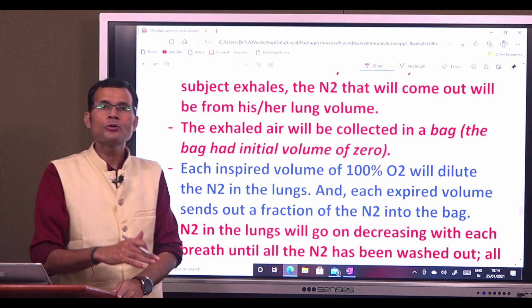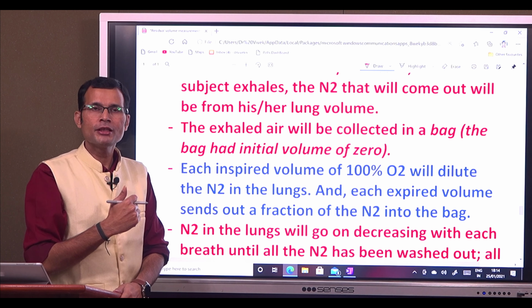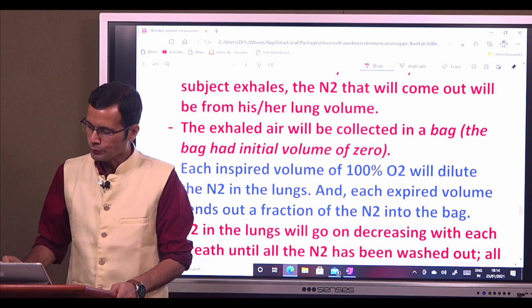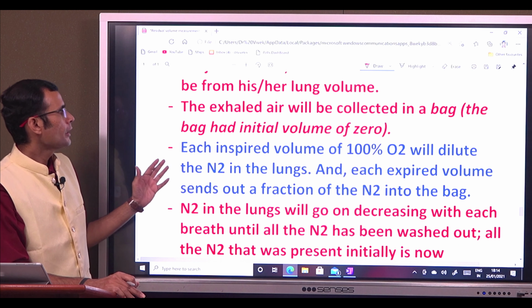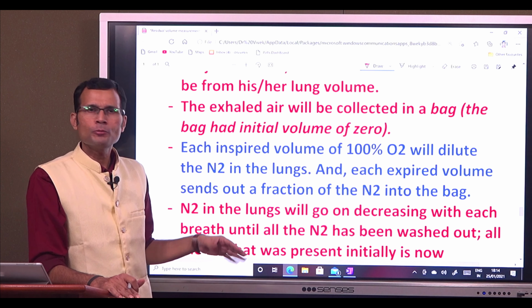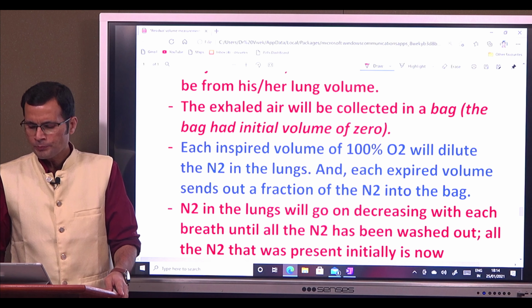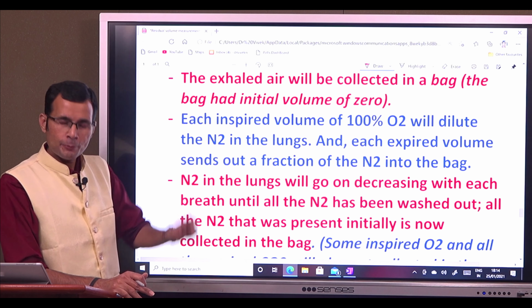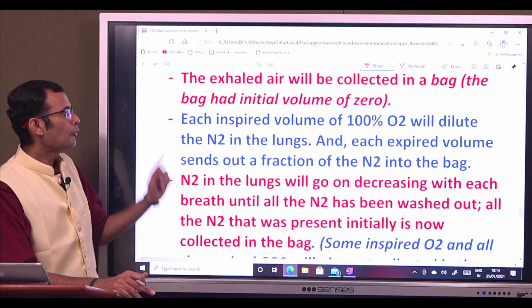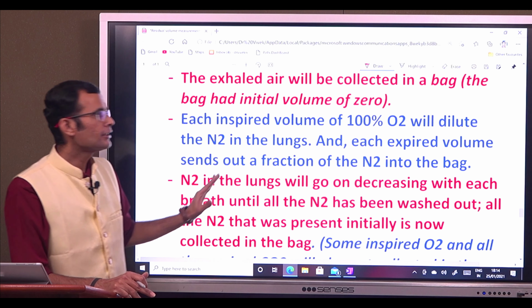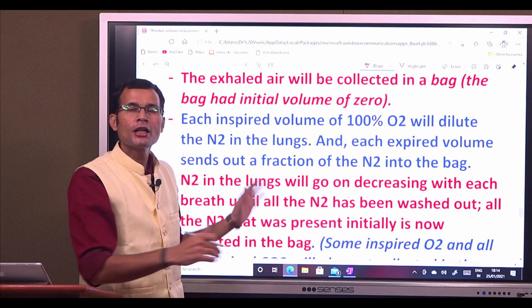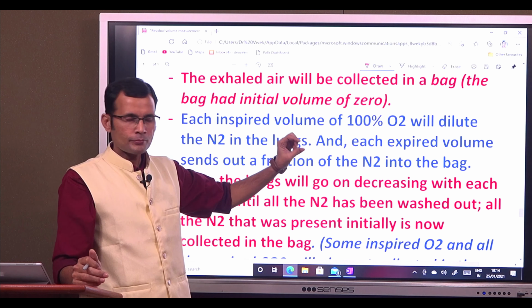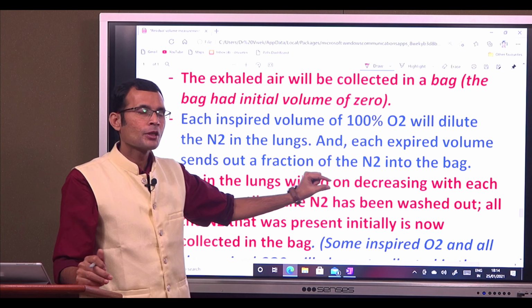It starts coming out as the oxygen goes in with inspiration, nitrogen starts coming out. The exhaled air will be collected in a bag, and the bag had an initial volume of 0. The bag did not contain anything. Now each inspired volume of 100% oxygen will dilute the nitrogen in the lungs. As I said, remember that example of the cup filled with wet tea powder.